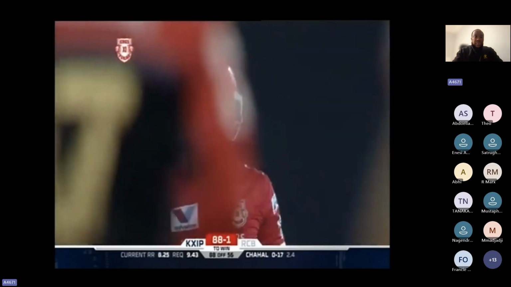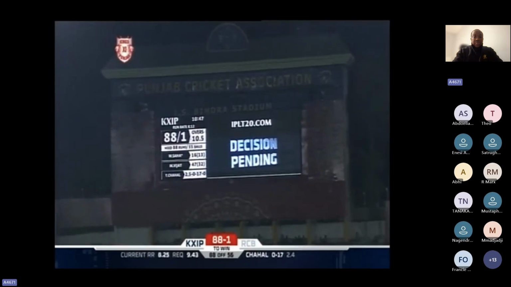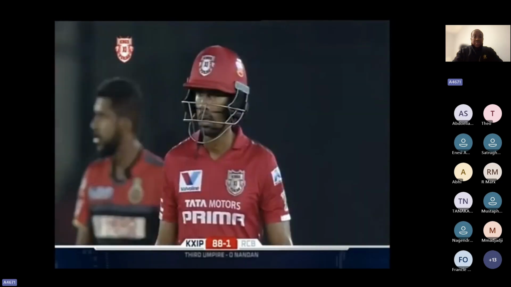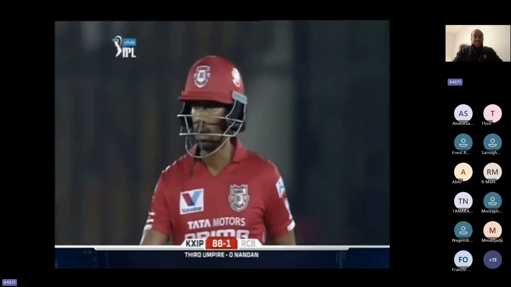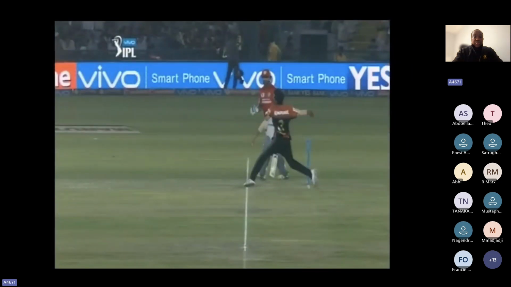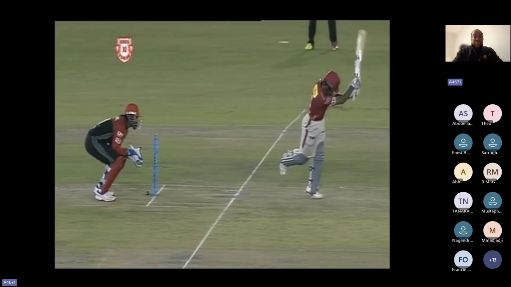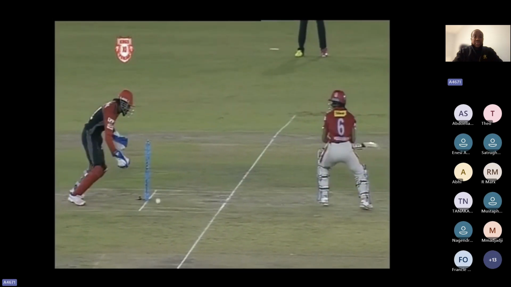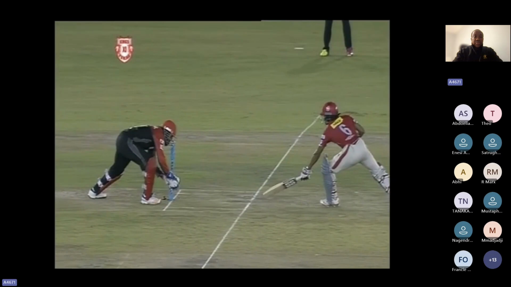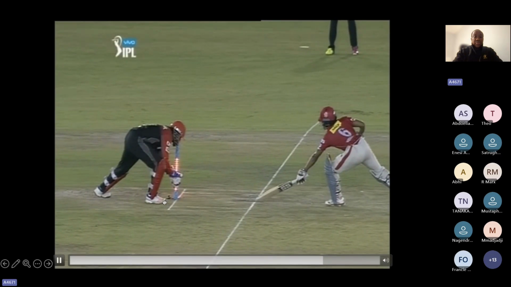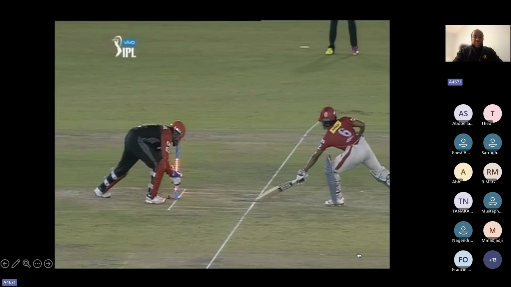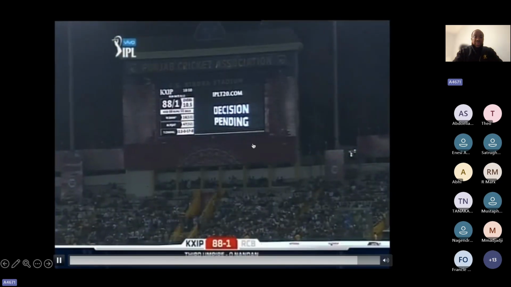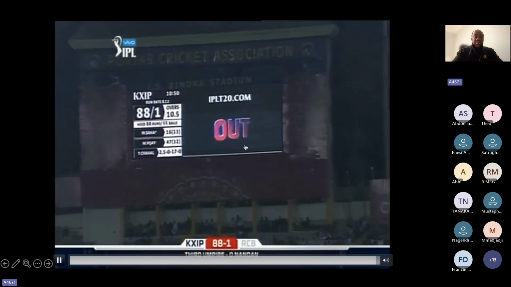There's a referral for a stumping. First up, front foot, no ball, check, please. Stand by. It's a fair delivery. I am ready with the decision. And what is it? The decision is out. I repeat, out.